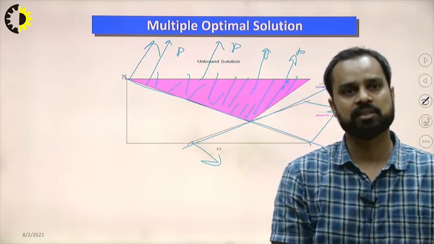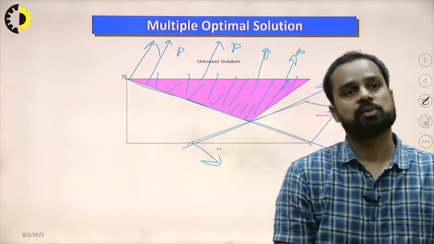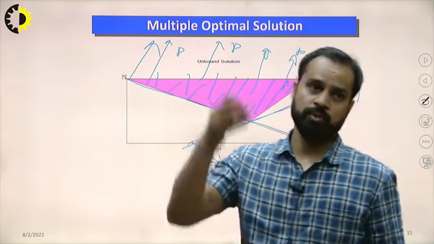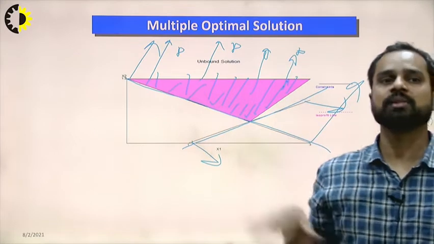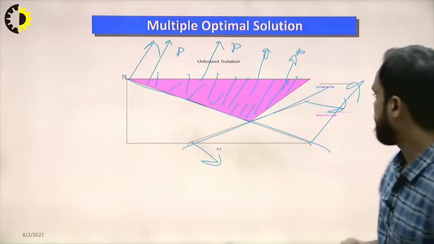If any of the decision variables is moving to infinity, it means there is a possibility the objective function is also moving to infinity. So the problem is unbounded. So we can say this problem is unbounded.